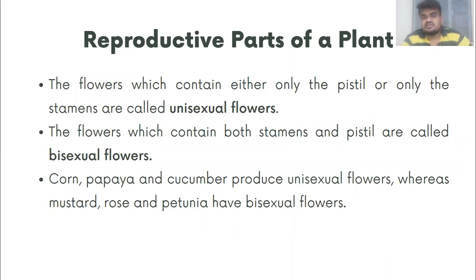The flowers which contain either only the pistil or only the stamens are called unisexual flowers, meaning only one reproductive part, either male or female. And flowers containing both stamen and pistil are known as bisexual flowers. Examples: corn, papaya, and cucumber produce unisexual flowers, whereas mustard, rose, and petunia have bisexual flowers.